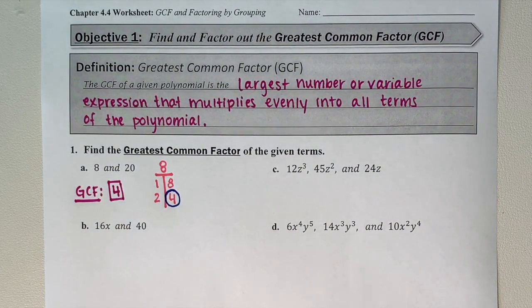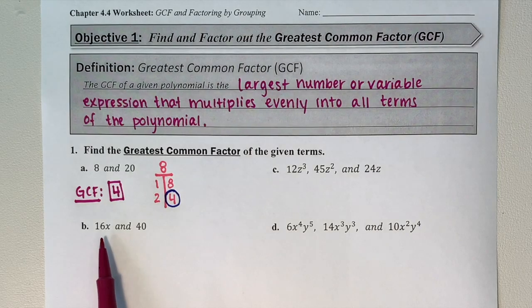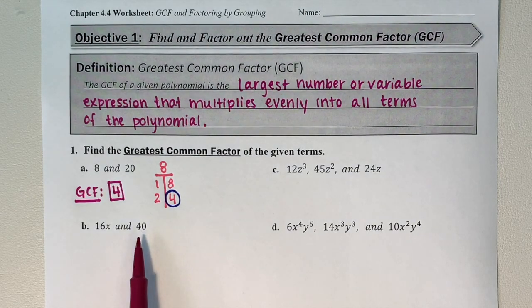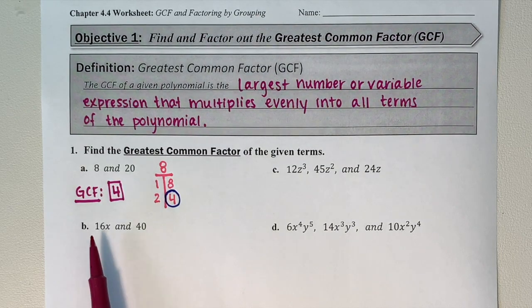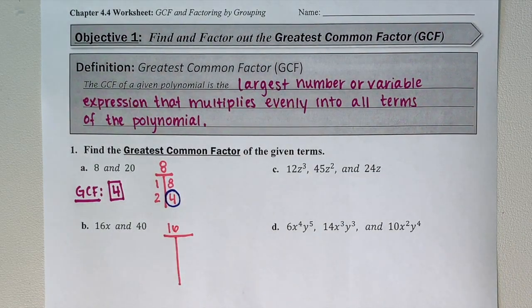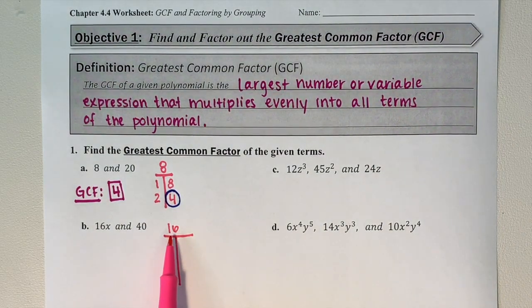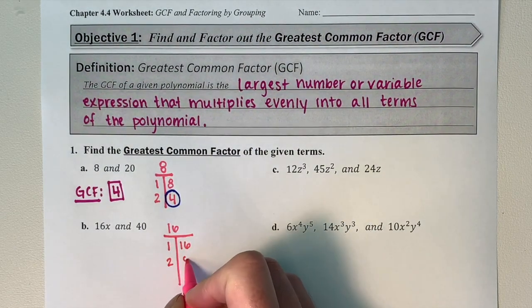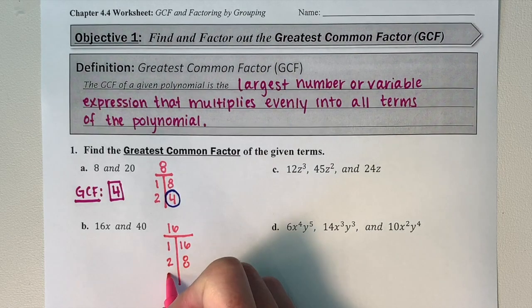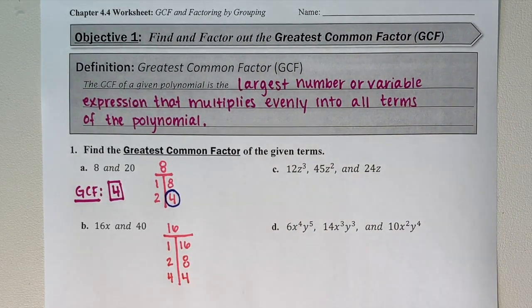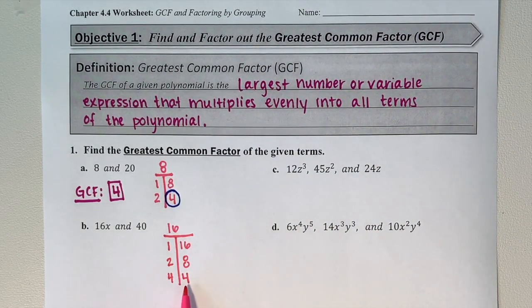For example B, we want to find the greatest common factor between 16x and 40. If you're having any trouble solving this mentally, I would pick the smallest number here. So between 16 and 40, 16 is the smallest number, and let's list all of the factors of 16. 1 times 16 gives us 16, 2 times 8 gives us 16, and 4 times 4 gives us 16. So these are all of the factors of 16.